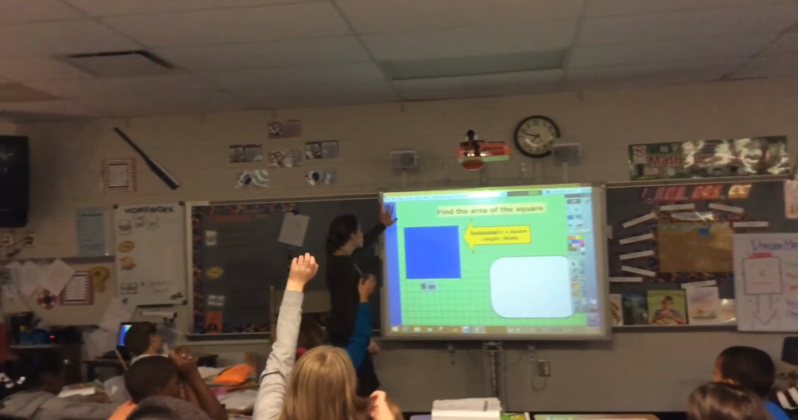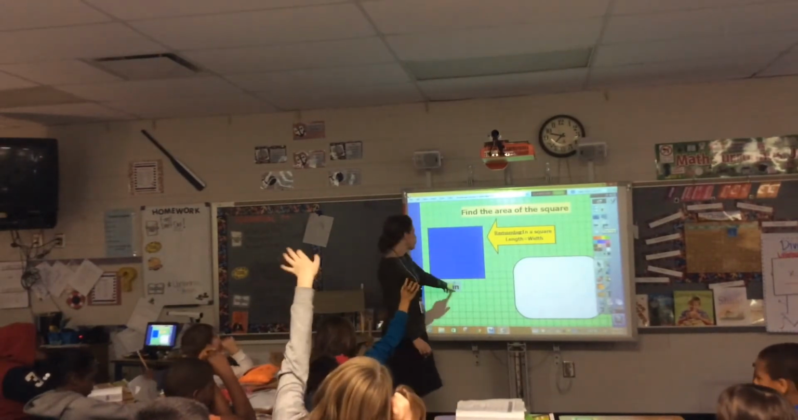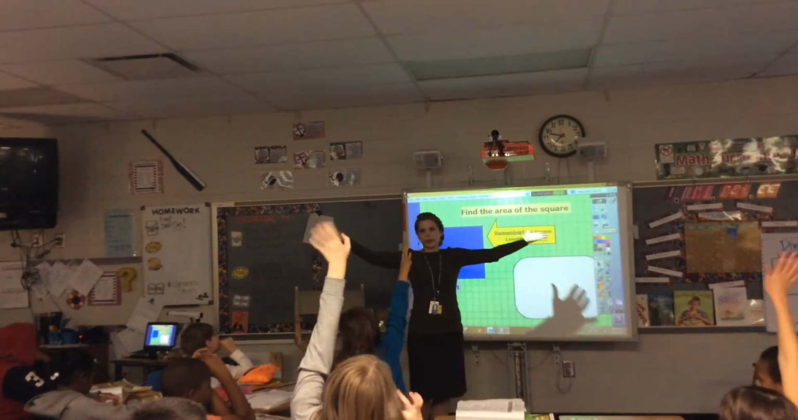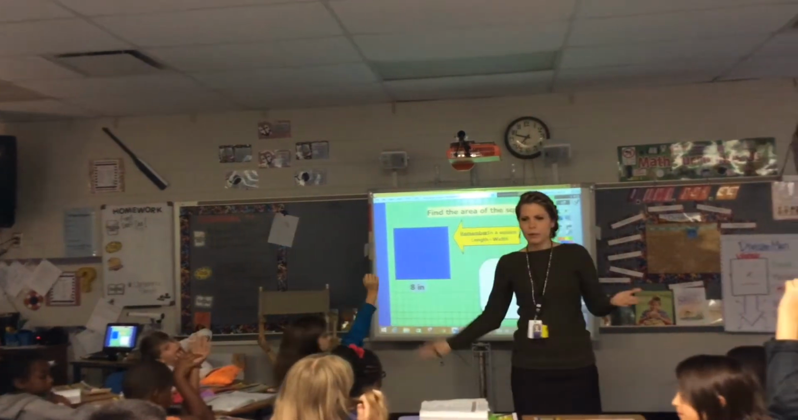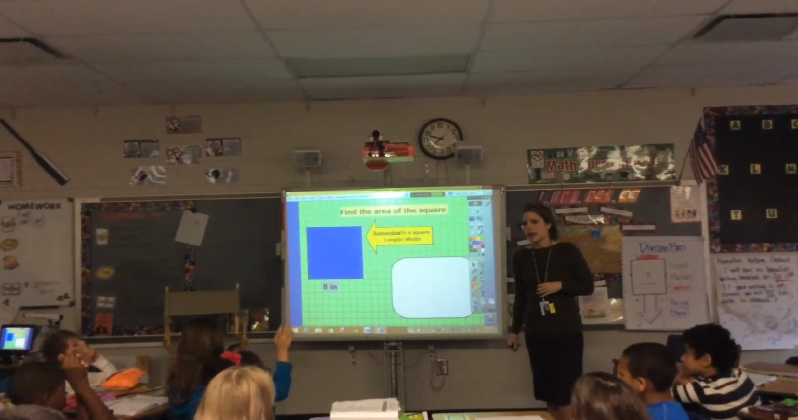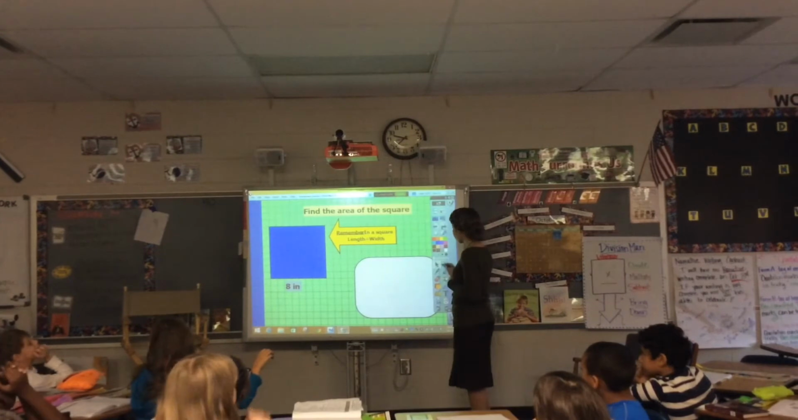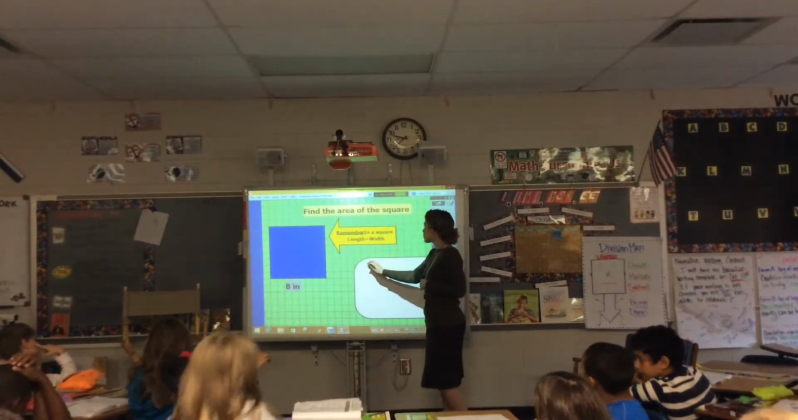How would we multiply a square? We've been doing rectangles. How would we multiply this square? We've only got one length. What are we going to do if we only have one length? Katie, what are we going to do? Multiply it twice. How do you know that? Because they're all equal. So the length is 8 and the width is 8.